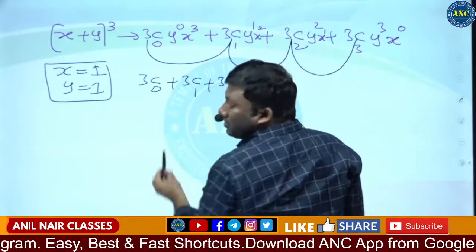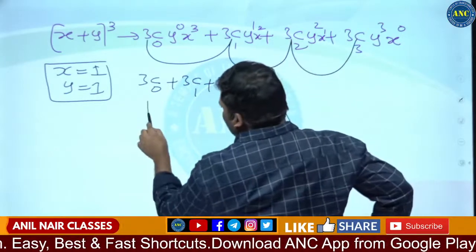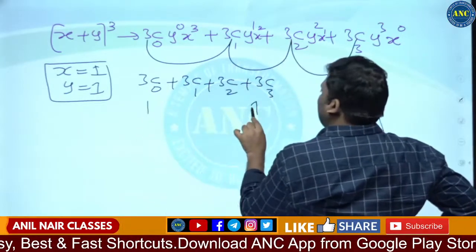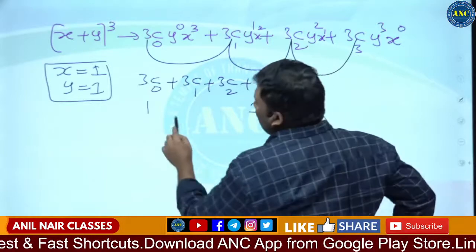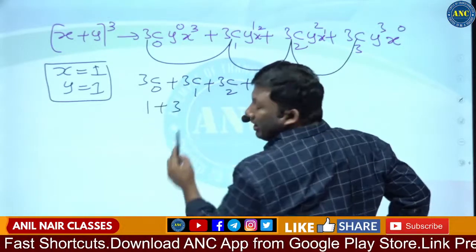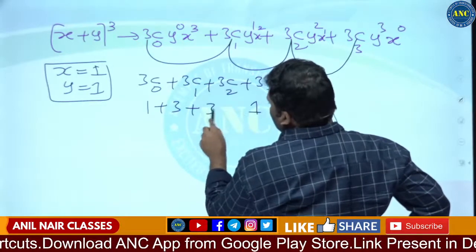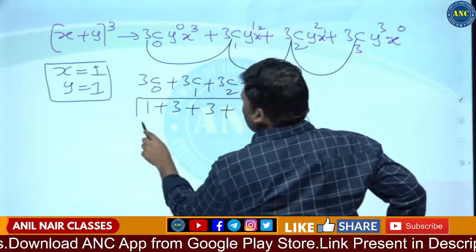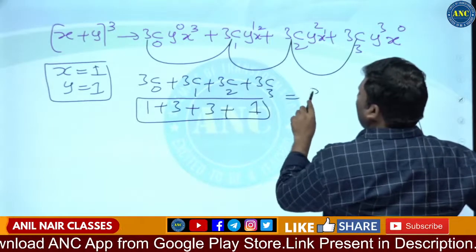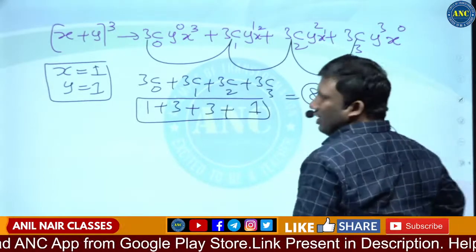Out of 3, I am selecting none. It can be done in one way, that means rejecting all 3. It is also 1. Out of 3, I am selecting 1. It can be done in 3 ways. Out of 3, I am selecting 2. I am rejecting 1. So 1 plus 3 plus 3 plus 1, which is equivalent to 8.